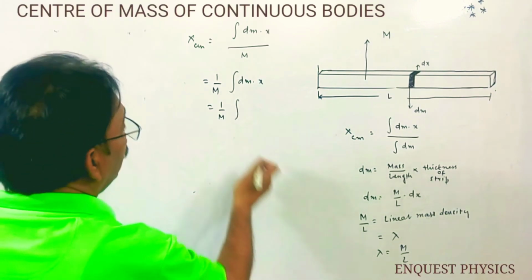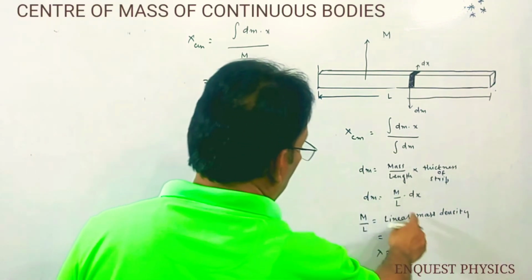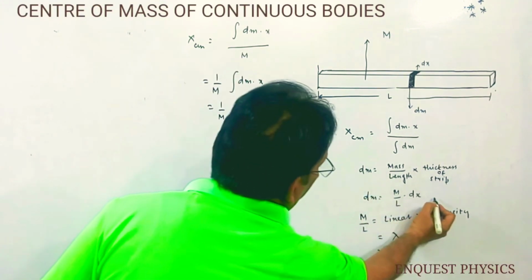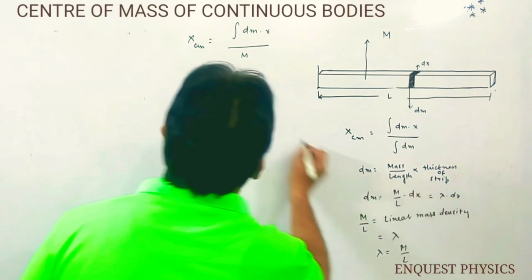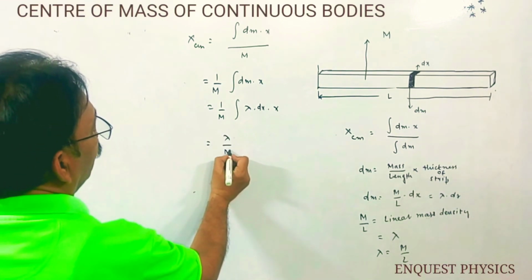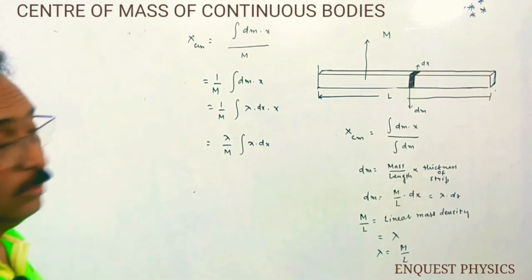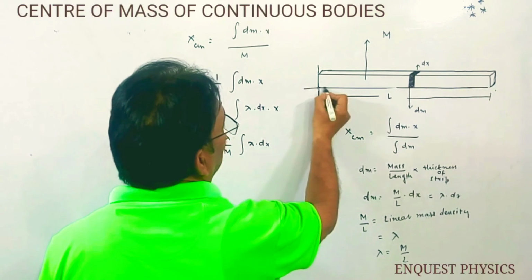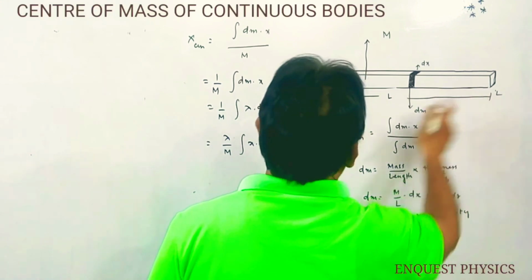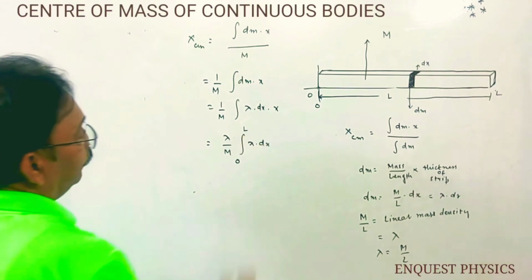Just replace derivative of mass with m by L. It is lambda, okay, dm is equal to lambda into dx, here lambda into dx into x. Lambda is a constant, I am bringing it out, integration of x into dx. Okay students, we have to find out the center of mass with respect to this axis. This is the origin, whereas the other end is situated at L. That means the limits are 0 to L students. I am putting the limits as 0 to L.